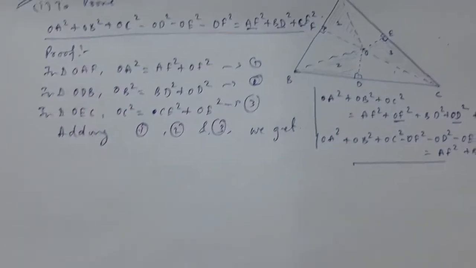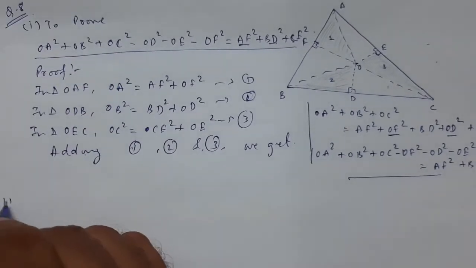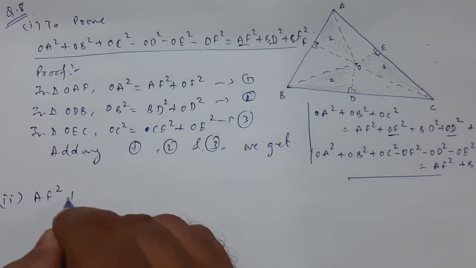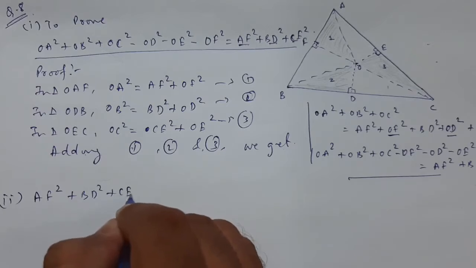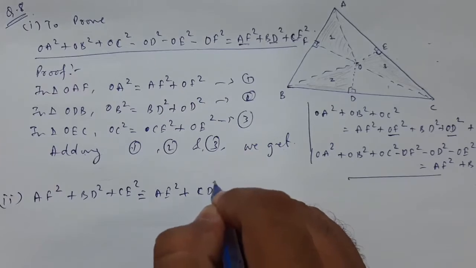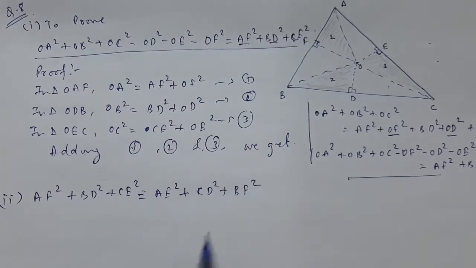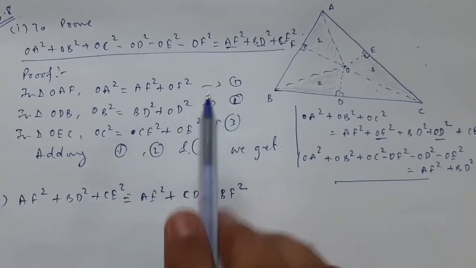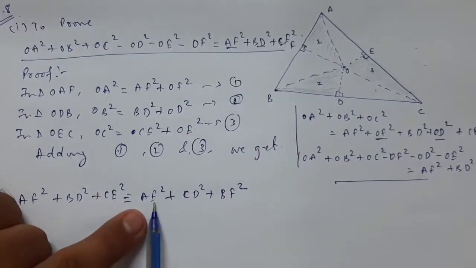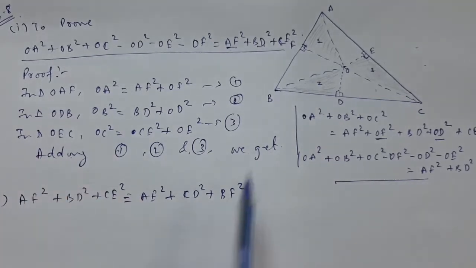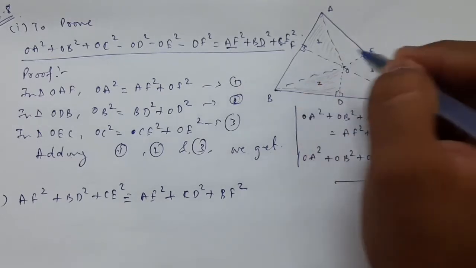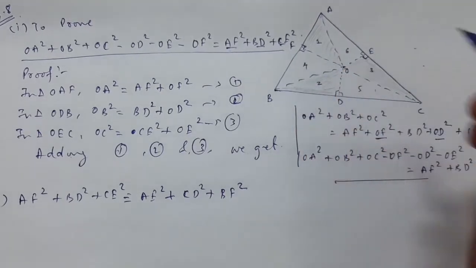Second bit is again as simple as this one. In the second bit we need to prove AF square plus BD square plus CE square is equal to AE square plus CD square plus BF square. Now in the first bit, we have this AF, BD and CE, and in the second we need AE, CD and BF. So we'll take those triangles from here, the remaining three triangles. Now let us take this fourth, fifth and sixth triangle.